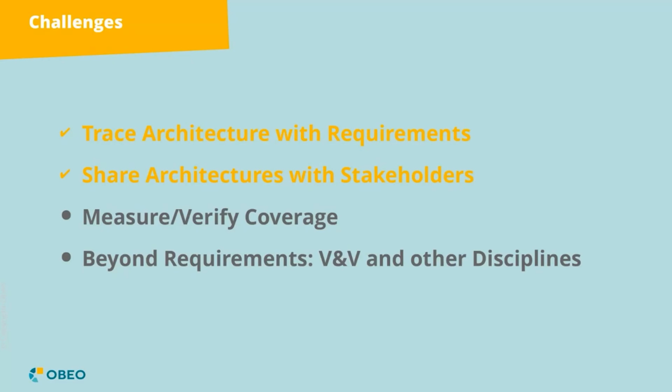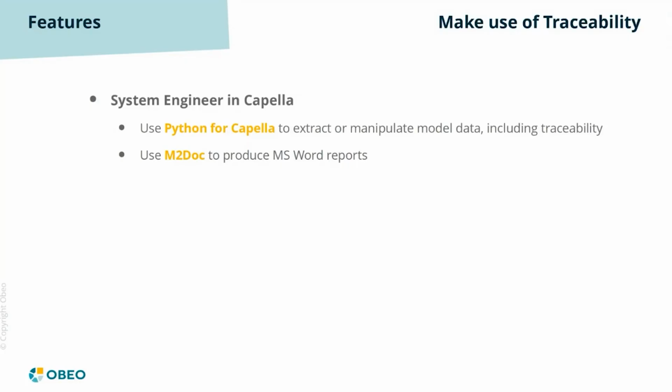We'll move on to the next use case that I wanted to present, which is, okay, how do we use the traceability information that we have created? So basically, we want to take advantage of two open source components that we provide to the open source community. One is Python for Capella that I will demonstrate in a second, and the other is M2Doc that makes it possible to produce Microsoft Word documents, reports, or anything from the content of Capella models.